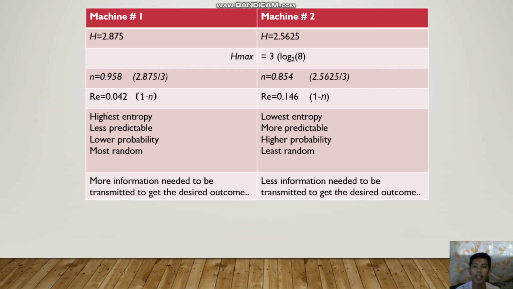So at machine number 1, we have the highest entropy, less predictable, lower probability, and most random. At machine number 2, for summarization and comparing, machine number 2 has the lowest entropy, more predictable, higher probability, and less random. So less information needs to be transmitted to get the desired outcome, and machine number 1 needs more information to be transmitted to get the desired outcome. In short, machine number 2 is better than machine number 1.